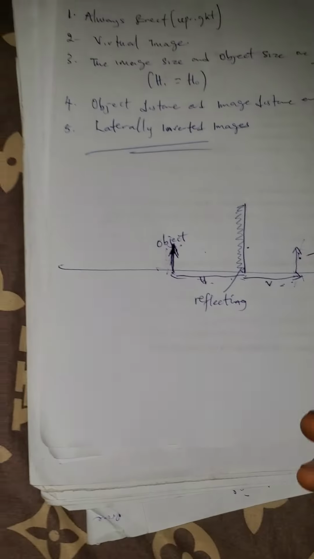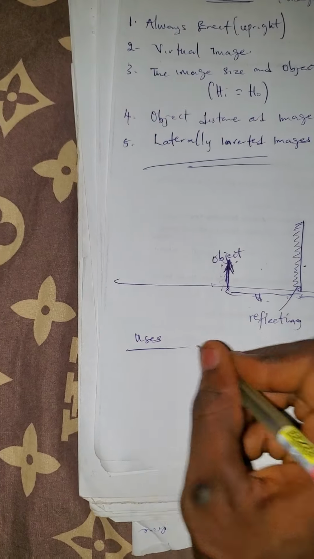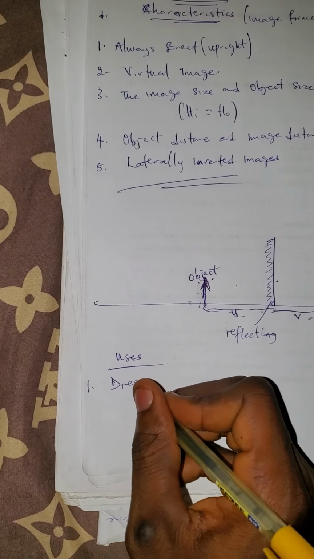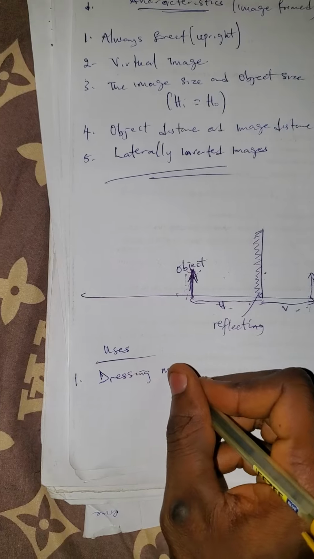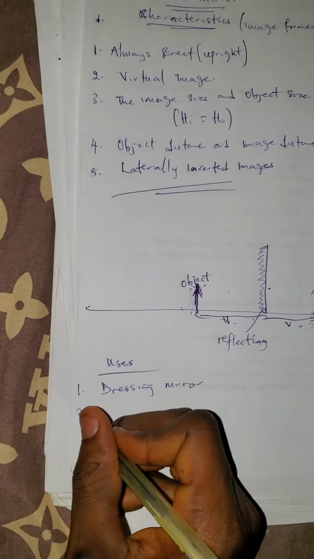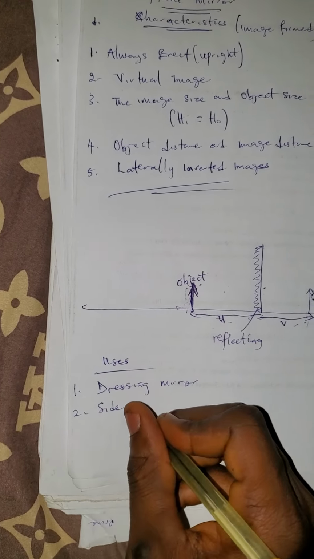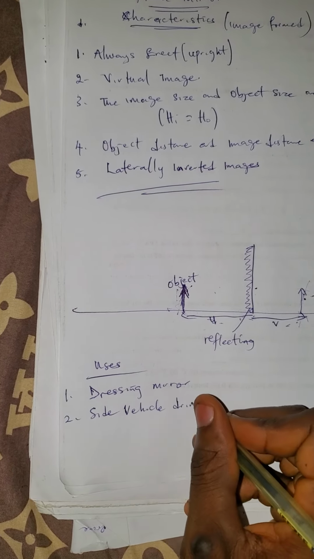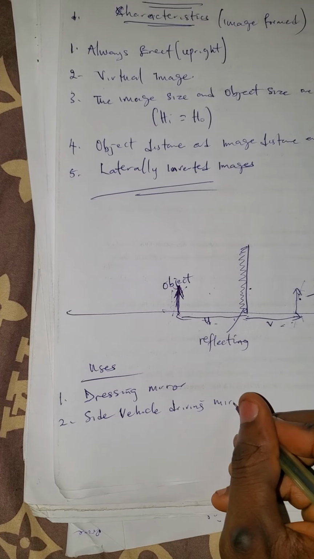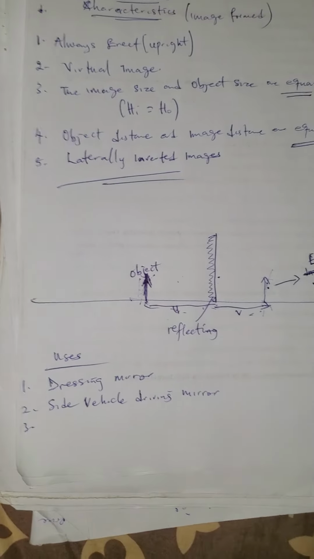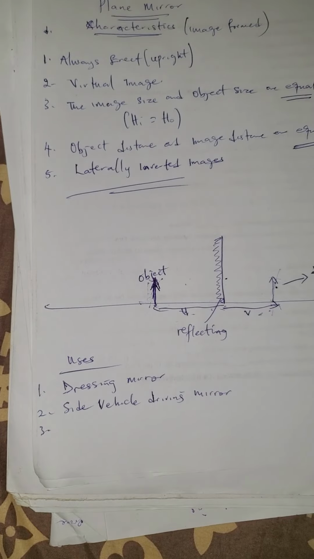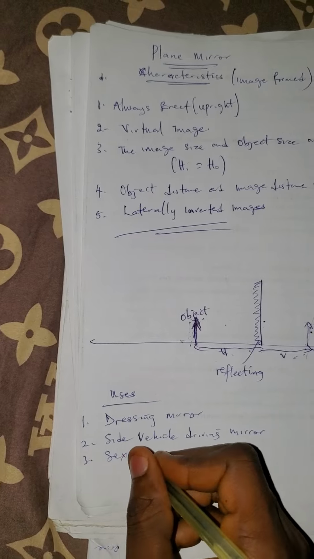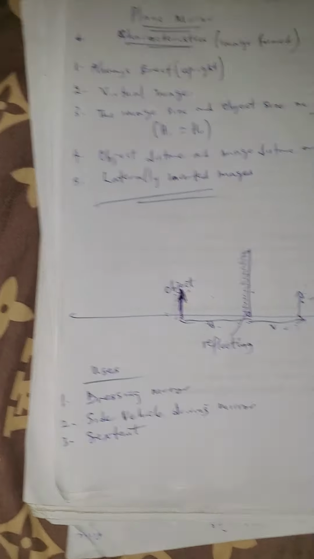And lastly, I'll be talking about the uses of plane mirror. Number 1, a plane mirror is used as a dressing mirror. Number 2, it can be used as a side vehicle driving mirror. Number 3, it can be used in a sextant.